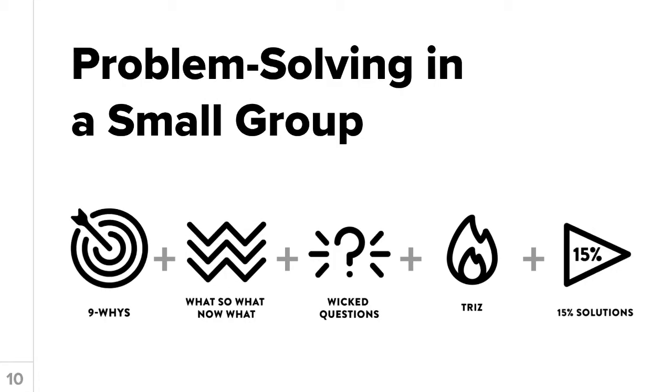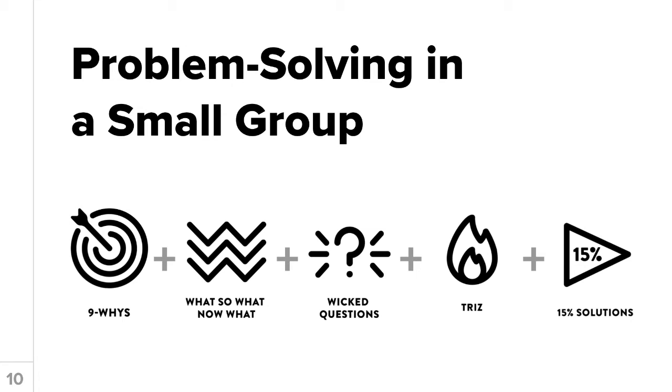Problem solving in a small group might start with 9 Whys to get to a deep purpose that we share, so that we can articulate that purpose and understand it well. What, So What, Now What then can allow us to make sense of our purpose and think about what we might go do about it.